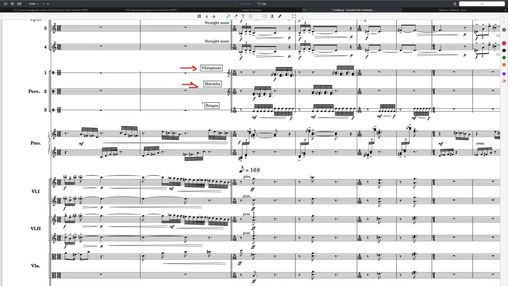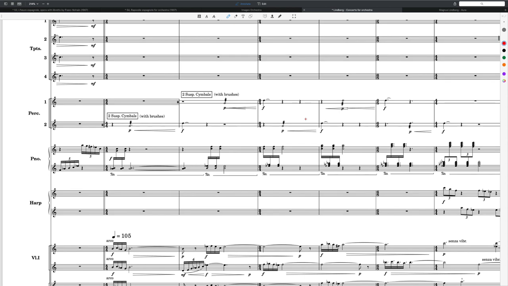And as you see, he used two bongos in this piece, and we have two lines, one for the lower bongo and the other one for the higher bongo. And likewise, two suspended cymbals, one line for one cymbal and another line for the other cymbal.